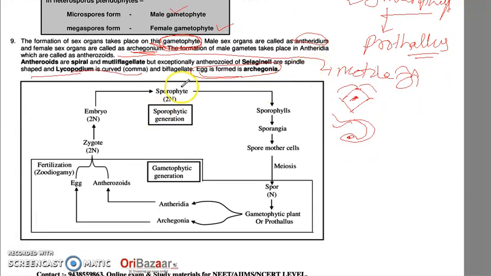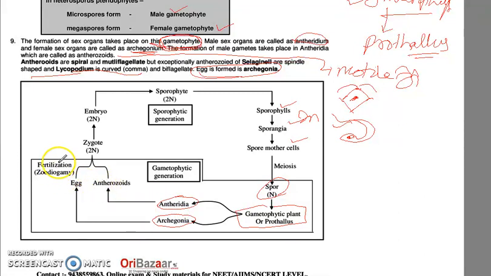This is the graph of the life cycle. The sporophyte generation gives rise to sporophylls. Sporophylls produce sporangia. Sporangia contain spore mother cells, all of them 2n, and meiosis takes place to produce spores that give rise to the gametophyte generation, called the prothallus. It bears the male sex organ, the antheridium, and the female sex organ, the archegonium.